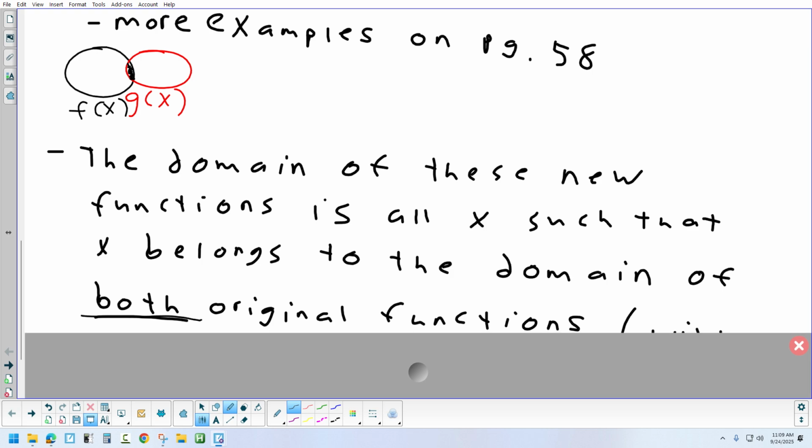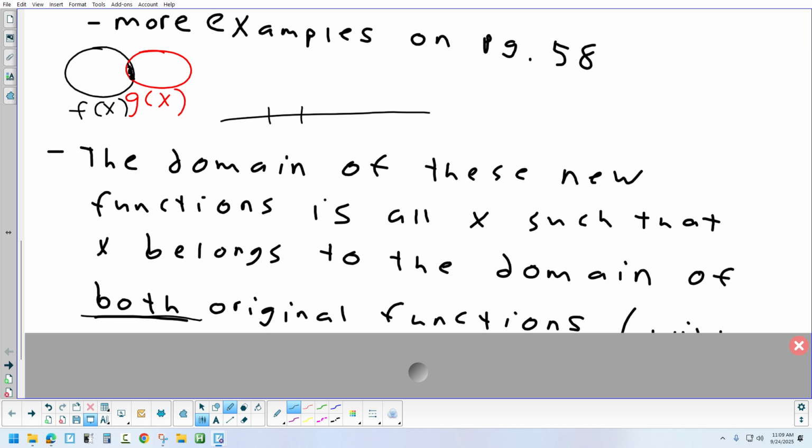So the domain is everything that was in both. If you want to think of it like a Venn diagram, it's where they overlap. Does that include the number... If it was like 7 and 9, would it include 7, 8, and 9, or just 8? So let's just do a number line.